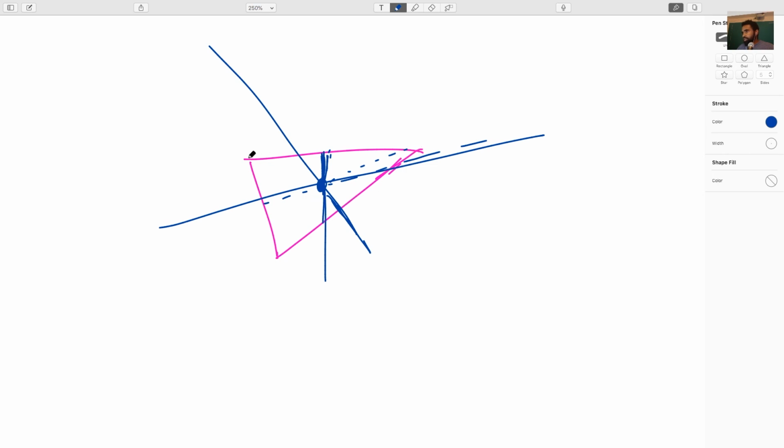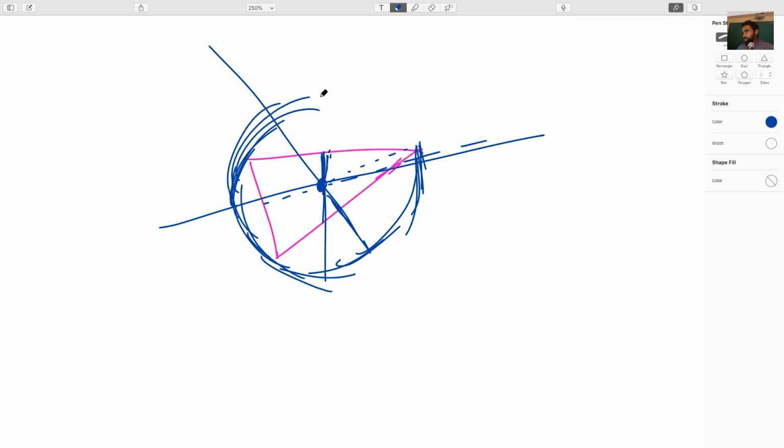Actually, I'm not sure if the distance is always the same. But in any case, I can draw a circle from this center here that will look, let's say, something like that. It's not a perfect circle, but you see the idea, right? So this is the center of that circle. And it touches there, touches there, touches there.